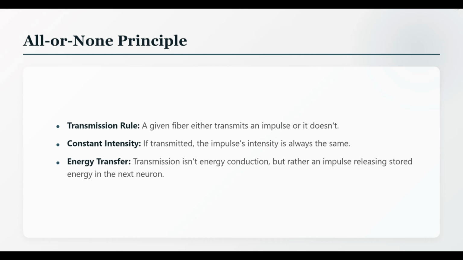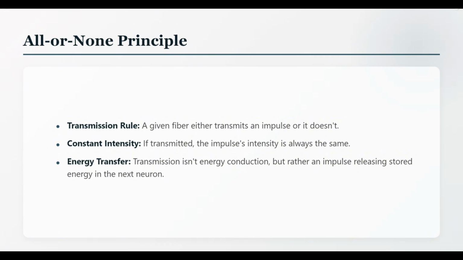For any given neuron and any given stimulus above a threshold, the neuron either fires an impulse or it doesn't. If it fires, the impulse is always the same size, the same strength. It's like a light switch, either it's on full brightness or off completely. There's no dimming. This means transmission isn't really about passing energy along like a bucket brigade. Instead, firing one neuron releases stored energy in the next neuron, triggering its own potential fire.